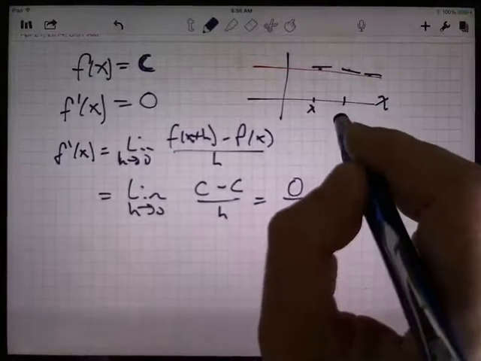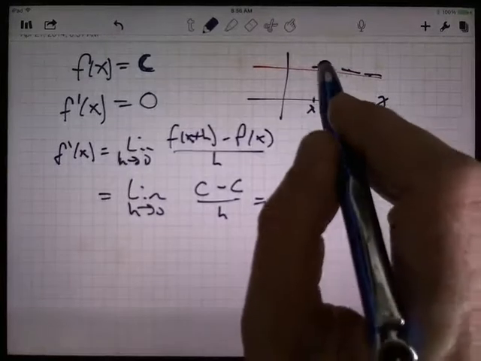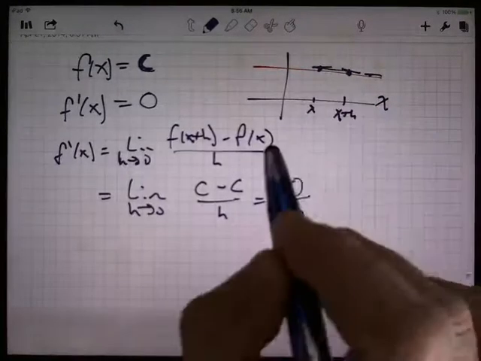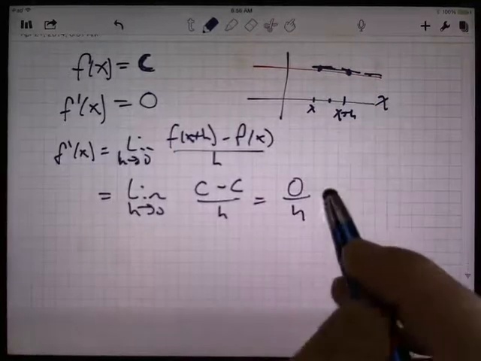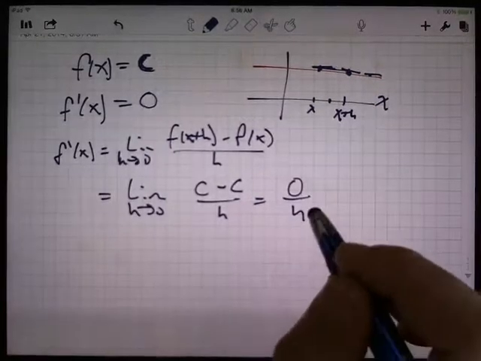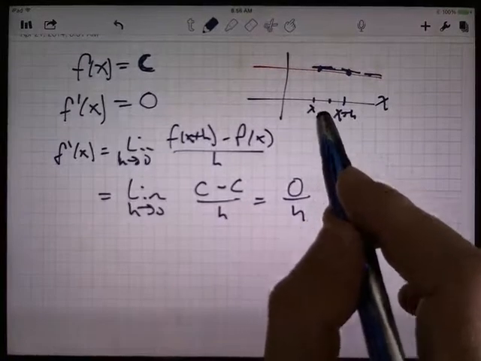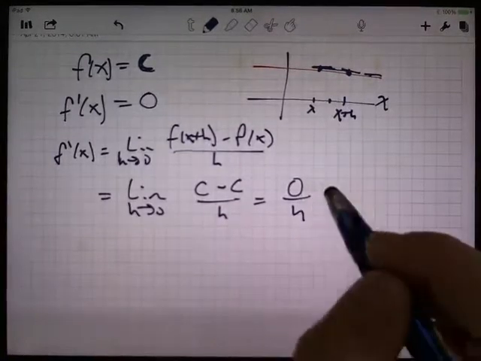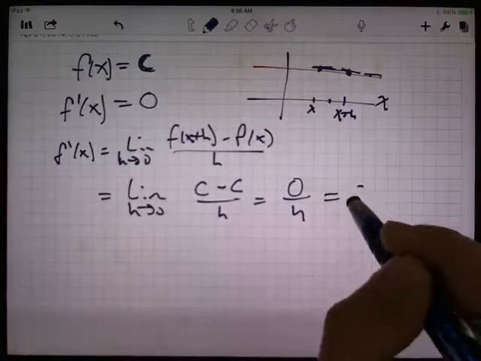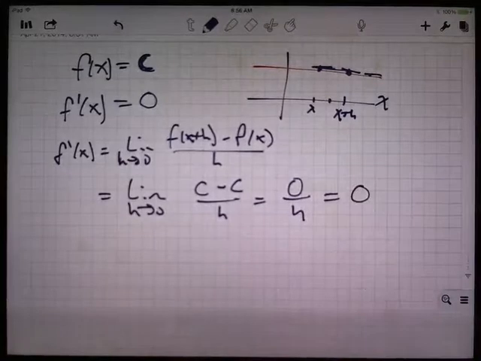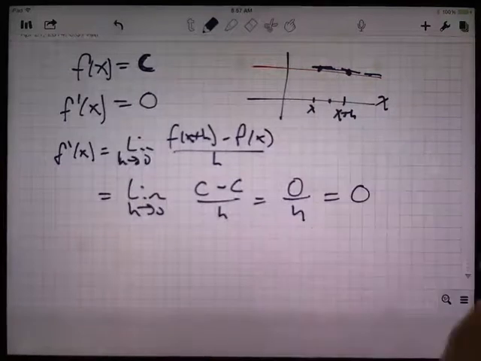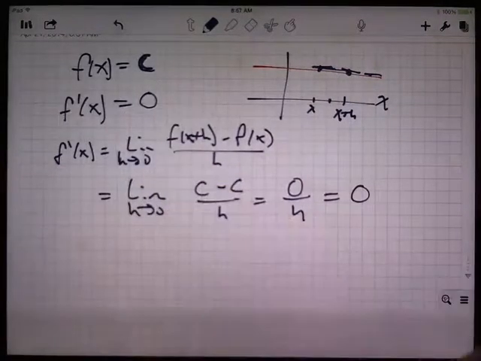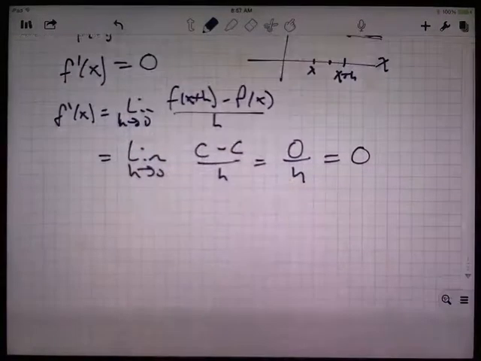So you look at x plus h here, the slope of the secant line between those 2 points is 0. For every value of h, the slope of the secant line is 0, just as h gets smaller and smaller. The slope of the secant line is always 0, and so the limit of all those zeros is 0. I think the picture is pretty intuitive, though. You see the slope is 0 everywhere, so the derivative should be 0.